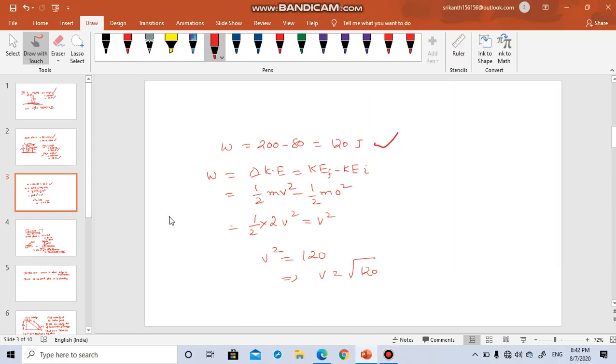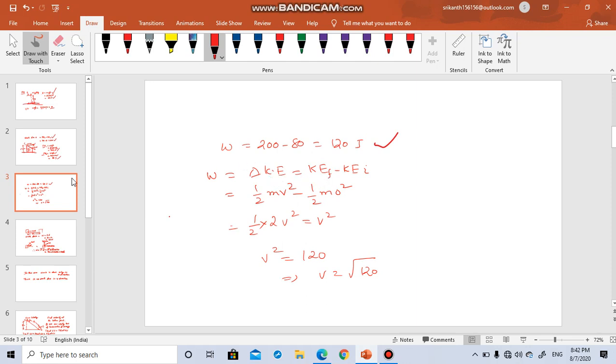Now, as per the work energy theorem, we have learned that work can also be expressed as change in kinetic energy. You can write work as change in potential energy. That is one interpretation. You can also write work as change in kinetic energy. That is another interpretation. Both are correct. So delta KE means KEf minus KEi. Suffix f means final: kinetic energy final minus kinetic energy initial.